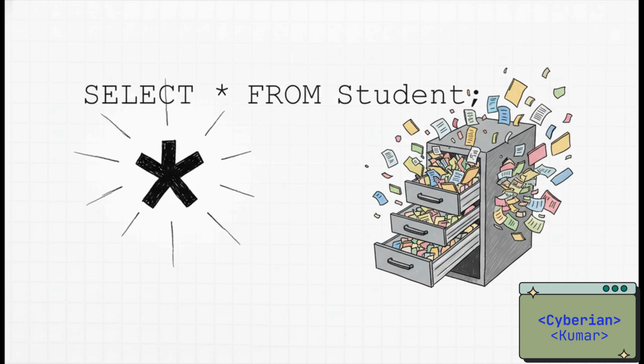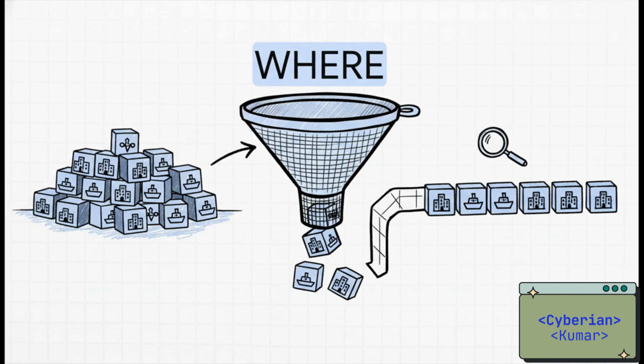So when you say select star from student, you're asking the simplest question there is. Hey, show me absolutely everything you've got in that student table. But let's be real, you almost never want everything. You want specifics. And that's what the where clause is for.